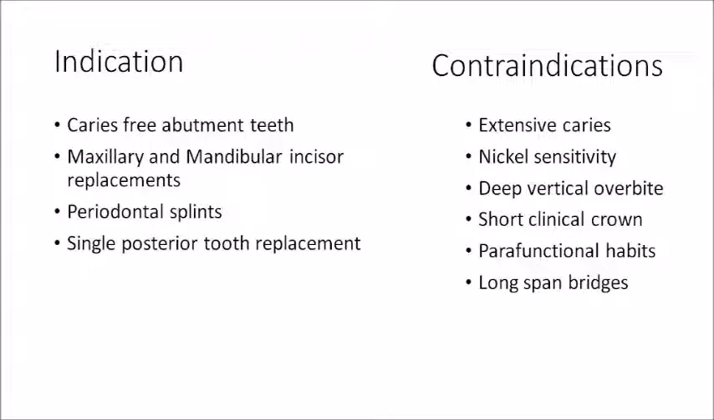These are indicated for maxillary and mandibular incisors. It can be used as periodontal splints. So weak mobile teeth can be splinted using this method. It can also be used in cases with single posterior tooth replacement where occlusal forces are not too much for the pontic. Contraindications are extensive caries, extensive restorations, insufficient occlusal clearance, thin anterior teeth.